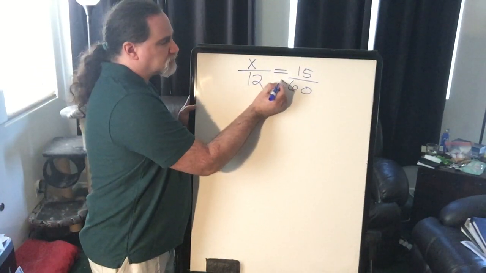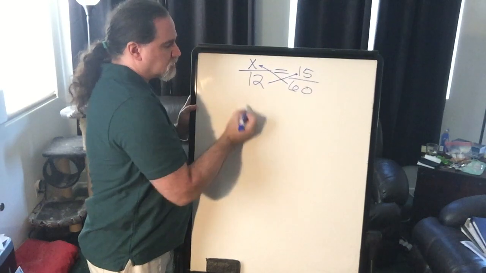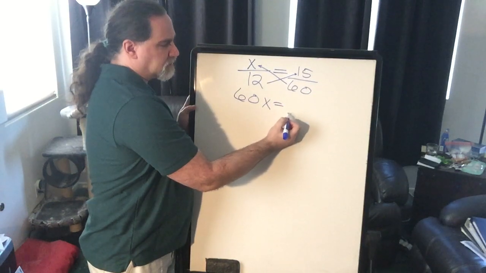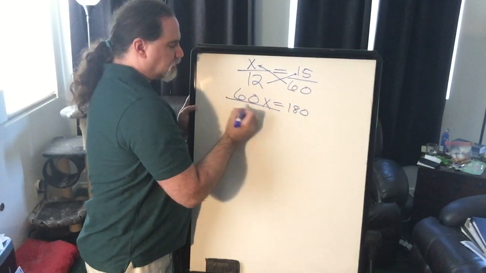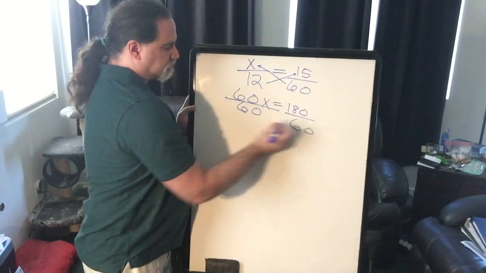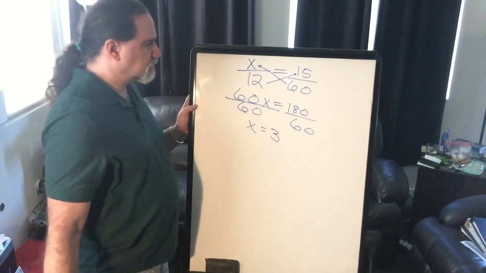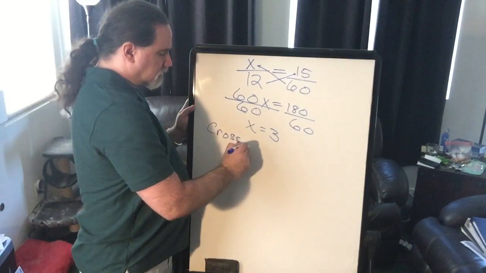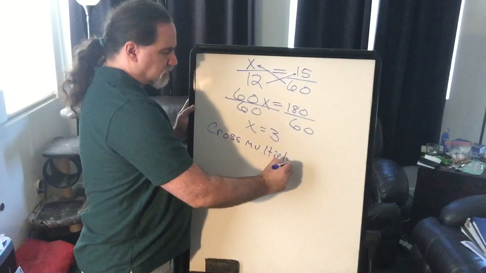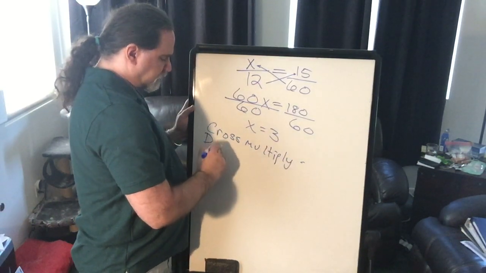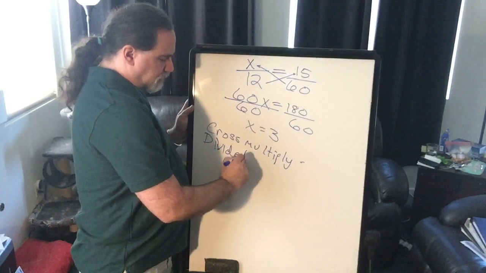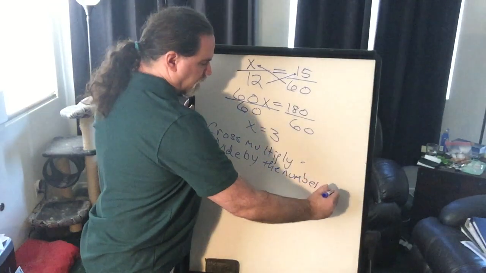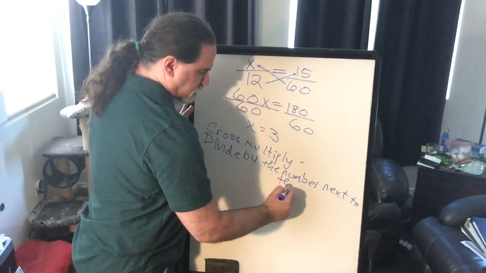So again, we're going to cross multiply. 60 times x is equal to 12 times 15, which is 180. And then we divide by the number next to the variable, and we get our answer. So: cross multiply, and then divide by the number next to the variable.